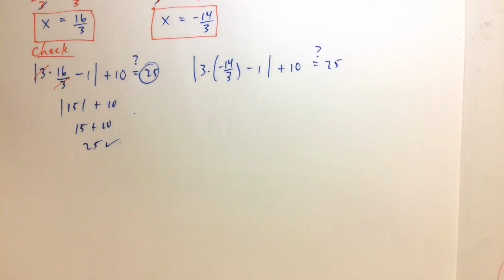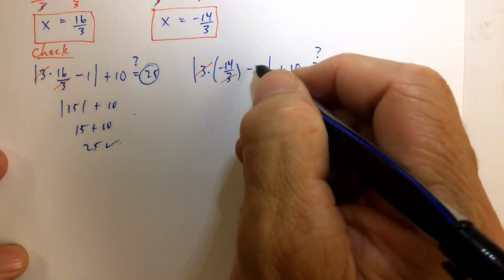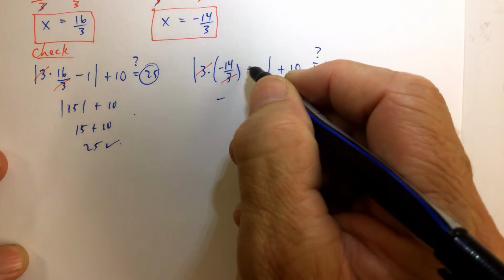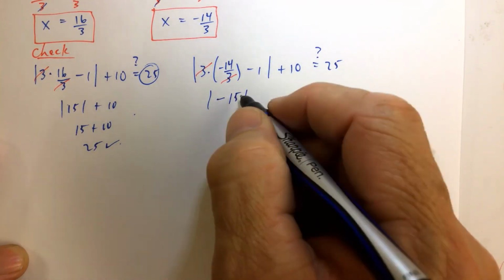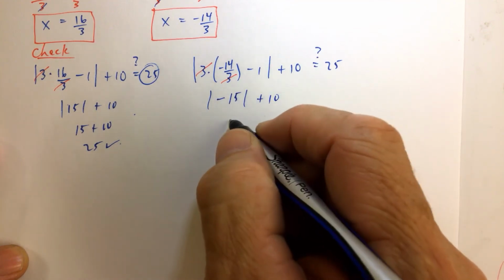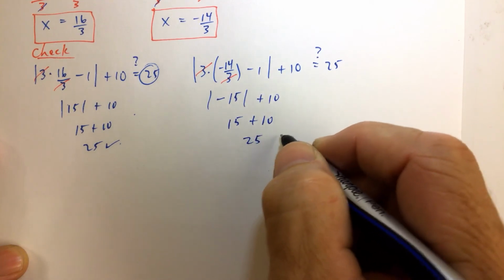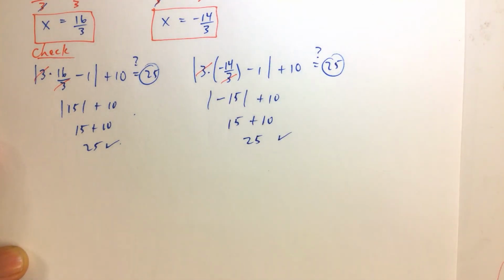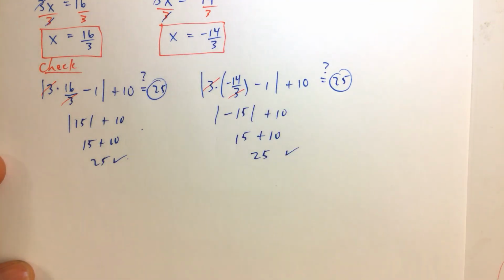Over here on the right side, the 3's cancel, and we get negative 14 minus 1. Negative 14 minus 1 is negative 15. So inside the absolute value bars, we get negative 15. The absolute value of negative 15 is indeed 15, and again 15 plus 10 is 25. That checks out, and so our two solutions are 16 thirds and negative 14 thirds, because they make the original equation true.